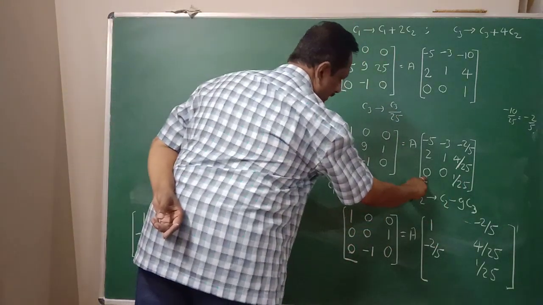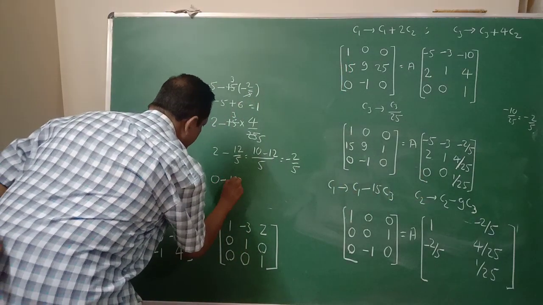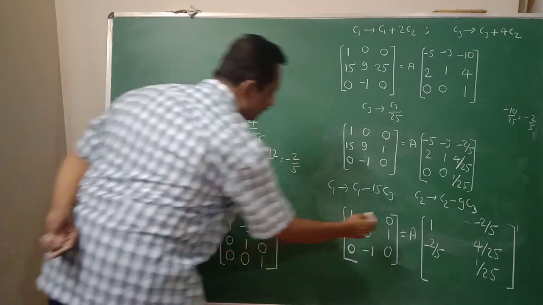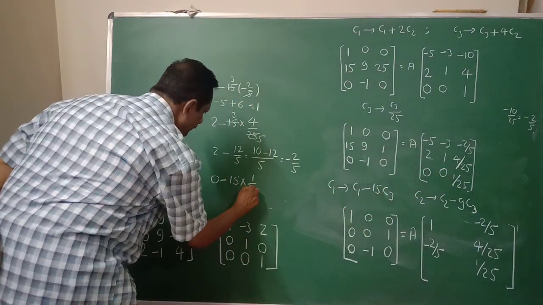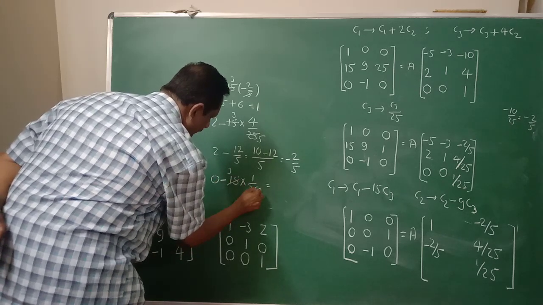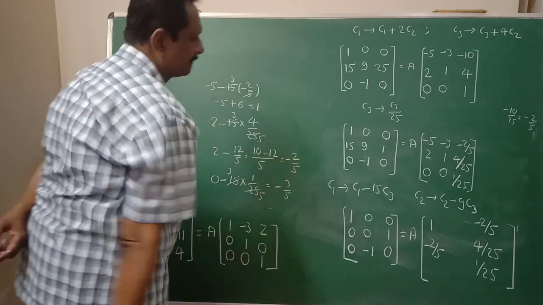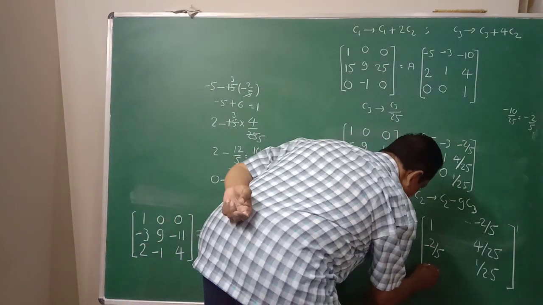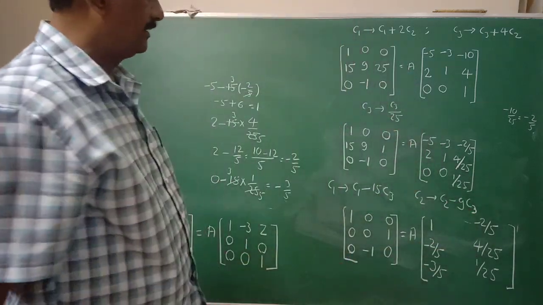Next 0, take this element, so 0 minus 15 into this element here, 1 by 25, so 1 divided by 25. Then here 5 3s are 15, 5 5s are, so it is a minus 3 by 5, so right here minus of 3 divided by 5, okay, minus 3 upon 5.